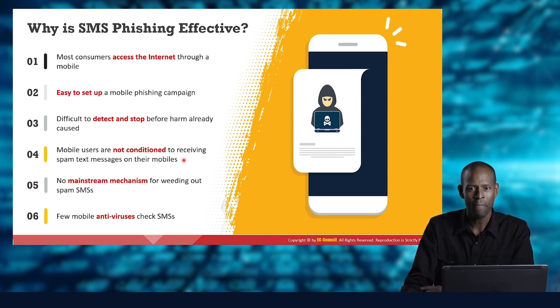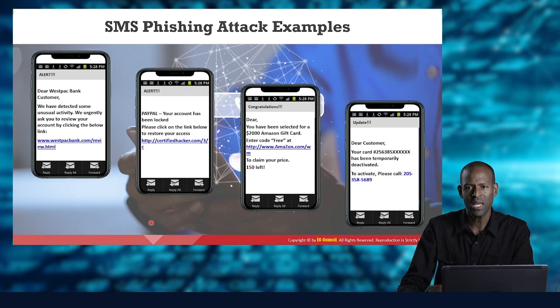it can make a cell phone user want to respond to it, right? So also it's very difficult to weed these out. If you don't have a good antivirus that's tuned to smishing, SMS phishing, then you're going to get those messages. So a couple of examples. PayPal: your account has been locked. Please click on this link. And maybe you have PayPal.